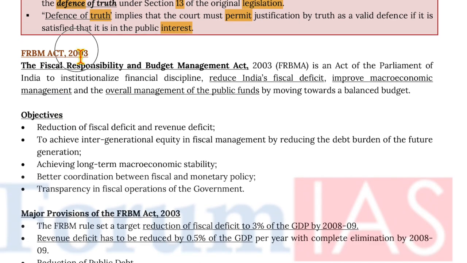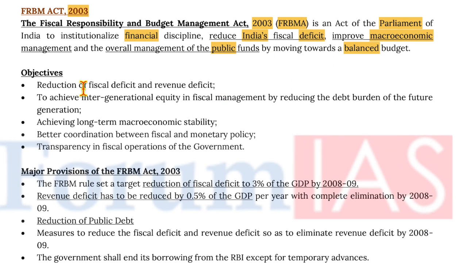Now, the FRBM Act of 2003. The Fiscal Responsibility and Budget Management Act of 2003, that is FRBMA, is an Act of Parliament of India to institutionalize financial discipline, reduce India's fiscal deficit, improve macroeconomic management and overall management of public funds by moving towards a balanced budget. Now, the objectives are reduction of fiscal deficit and revenue deficit, to achieve intergenerational equity in fiscal management by reducing the debt burden of future generations, achieving long-term macroeconomic stability, better coordination between fiscal and monetary policy, and transparency in fiscal operations of the government.